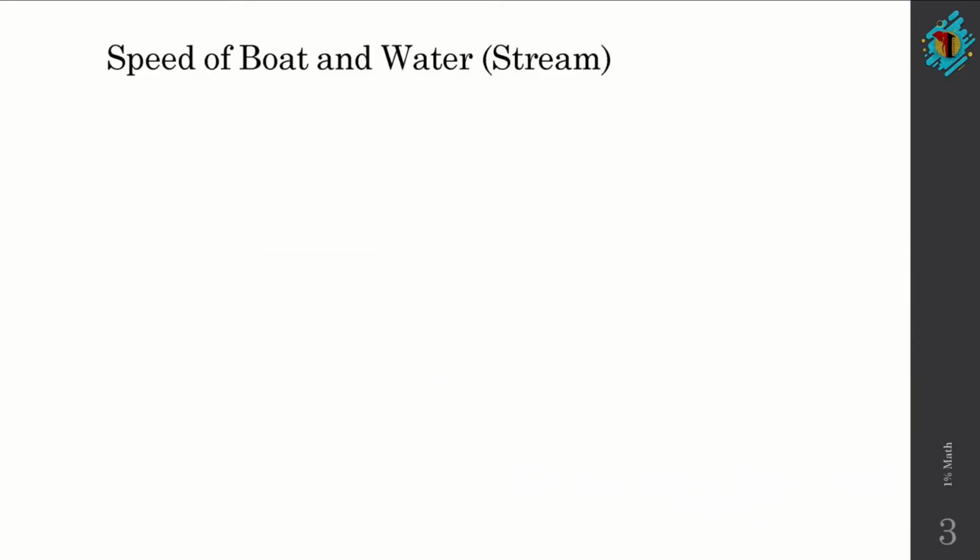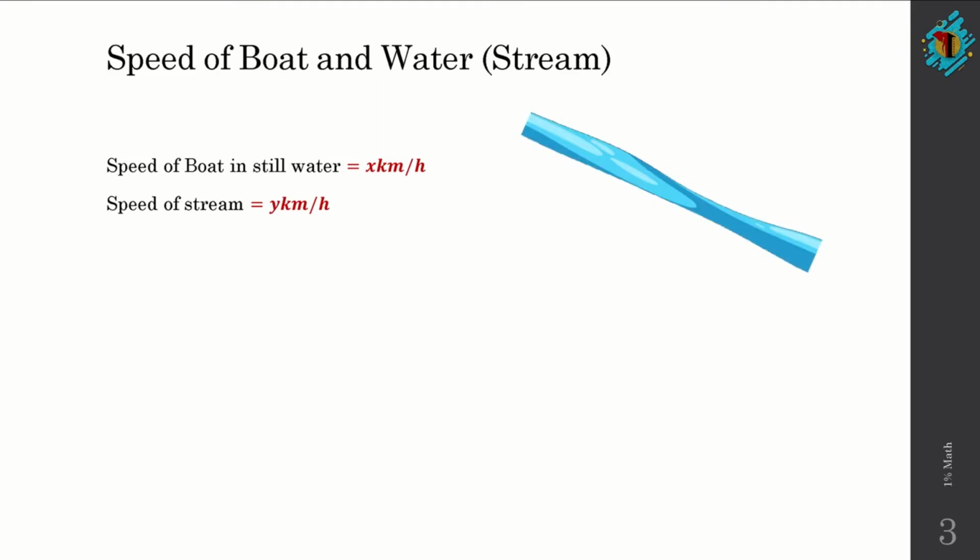Let's continue. Speed of boat and water, and this water we will consider as a stream. So we'll consider speed of the boat in still water as x km/h. Why is it still water? Because there won't be any effect of speed of water or stream on the boat. And then speed of the stream as y km/h. So let us consider this case.